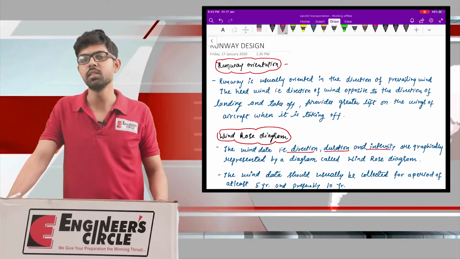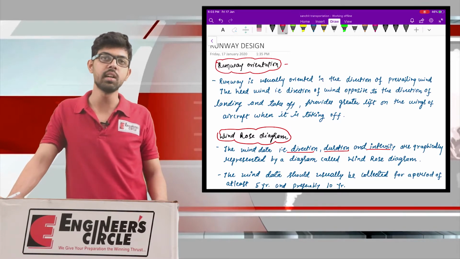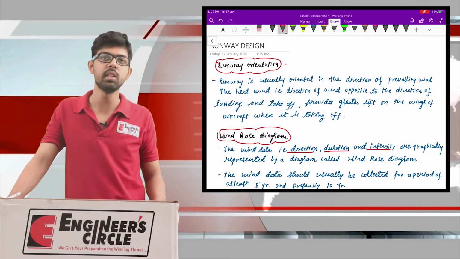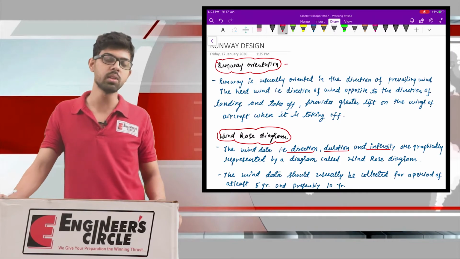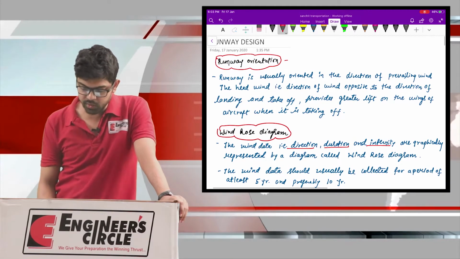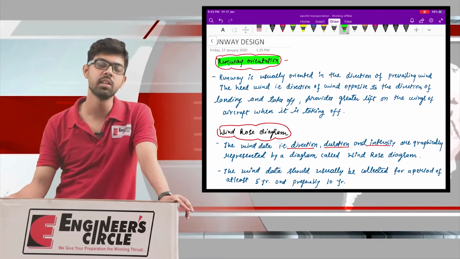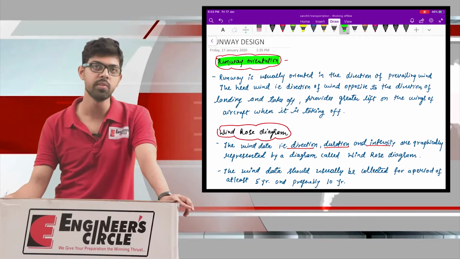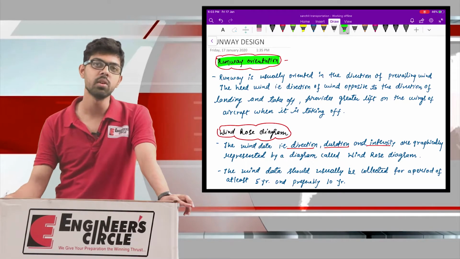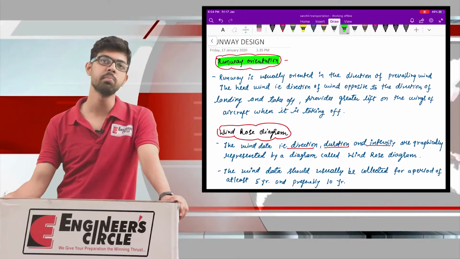And we will also discuss briefly the Windrose diagram, how the orientation of the runway length and the aircraft location is decided. Okay, so the runway design. First in the runway design we have the runway orientation. Orientation means in which direction your airport should face. Okay, so what is the direction of orientation? The direction of theoretical north of your airport construction.